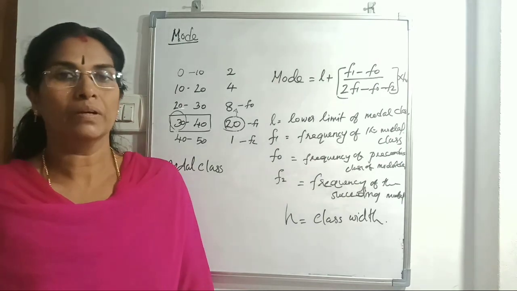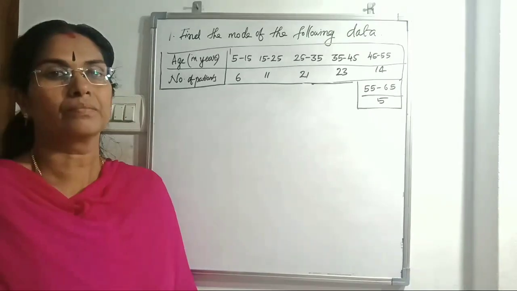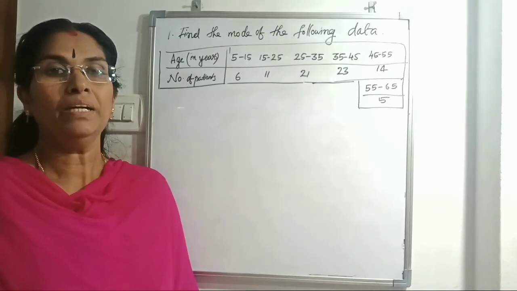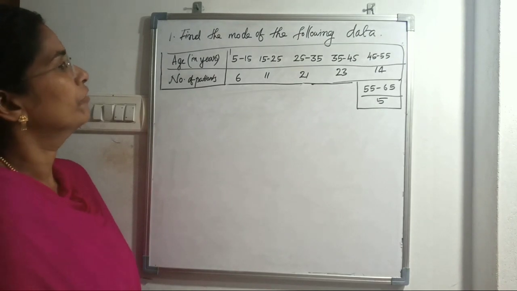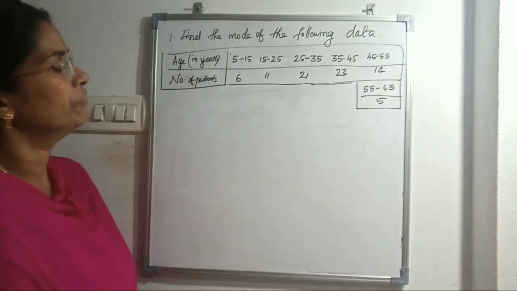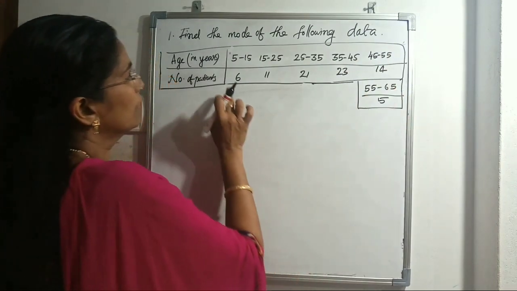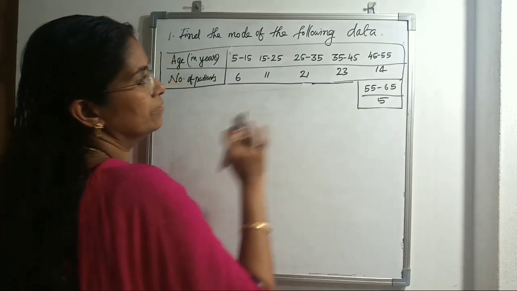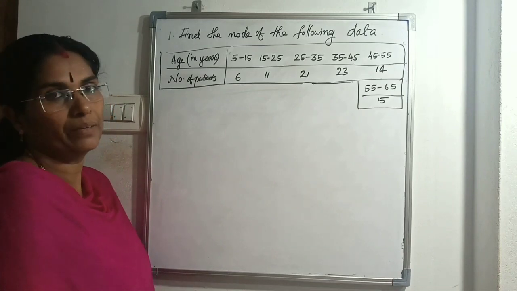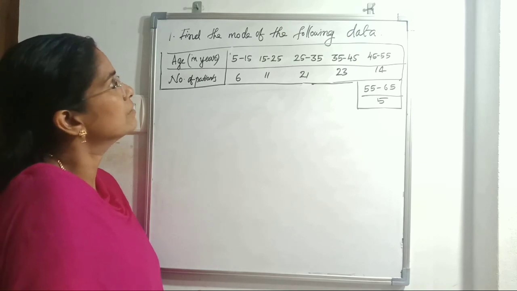Mode is equal to. Through the example it will be clear. We can do one question. Now we can solve one question: find the mode of the following data. Age in years: 5 to 15, 15 to 25, 25 to 35, 35 to 45, 45 to 55 and 55 to 65. Number of patients: 6, 11, 21, 23, 40 and one more number, 5. Then we can solve this question. Here we have to find the mode.